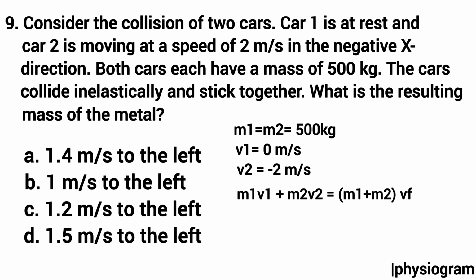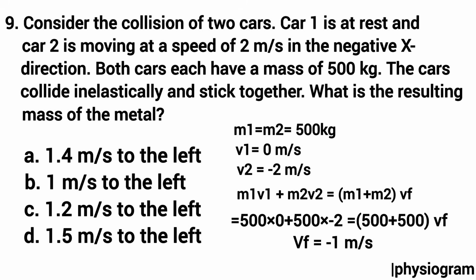Now substitute the values in this, that is 500 into 0 plus 500 into minus 2. So we'll get here minus 1 meter per second. The negative sign indicates velocity to the left. So the resulting velocity is 1 meter per second to the left. So the correct answer is option B, that is 1 meter per second to the left.